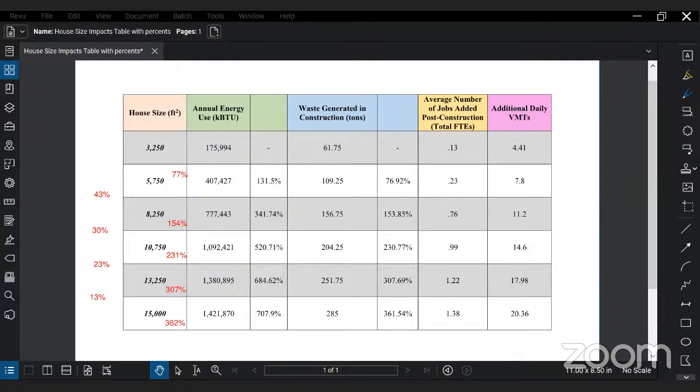So it seems from talking to the residents in Starwood, they would very much like to have the option to develop these larger houses. And the goal is not to fill up Starwood with a bunch of 15,000 square foot houses, but where appropriate, they can be built.